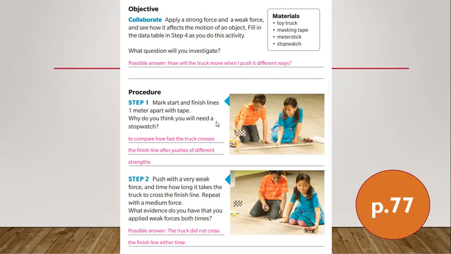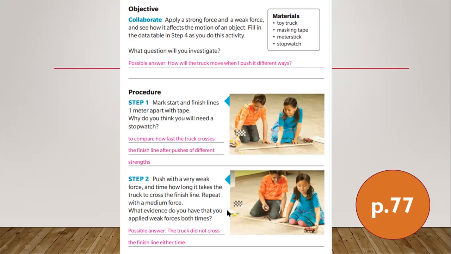Why do you think we'll need a stopwatch, as we said? To compare how fast the truck crossed the finish line after pushes of different strength. Different strengths is how strong the force is. Strength can be strong and can be weak. To measure the time and compare how fast the truck crosses the finish line after pushes of different strength. Then we will push with a very weak force and time how long it takes the truck to cross the finish line. And we will repeat with medium force and with a strong one.